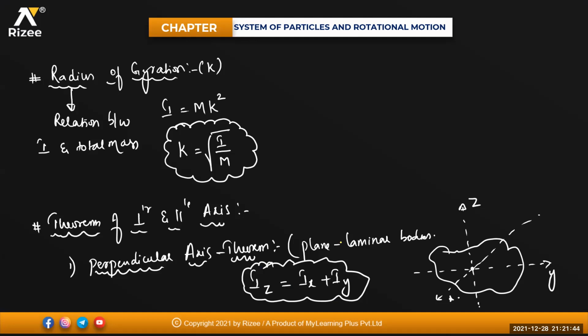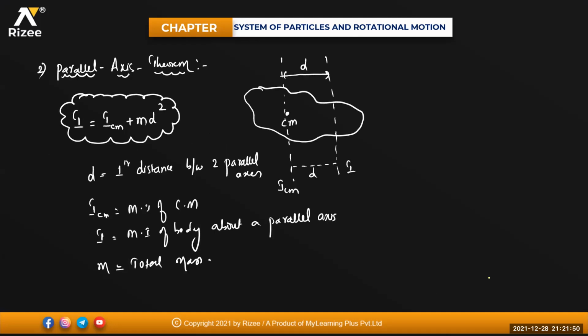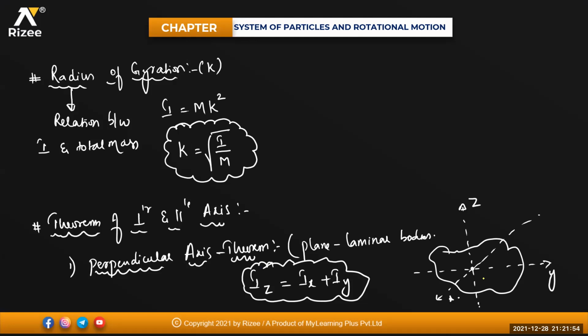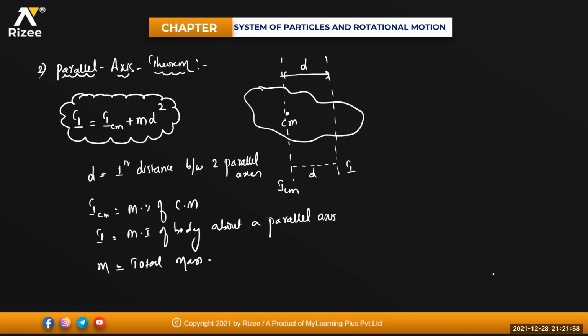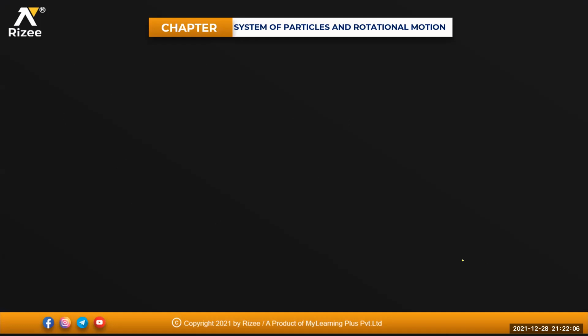And we are having two theorems. One is the perpendicular axis theorem, another one is the parallel axis theorem. The perpendicular axis theorem is associated with the laminar body, and the parallel axis theorem is applicable to any body. So for the perpendicular axis theorem, Iz is equal to Ix plus Iy, and for the parallel axis theorem, I is equal to your ICM plus m into d square. Clear for everyone? Sure.